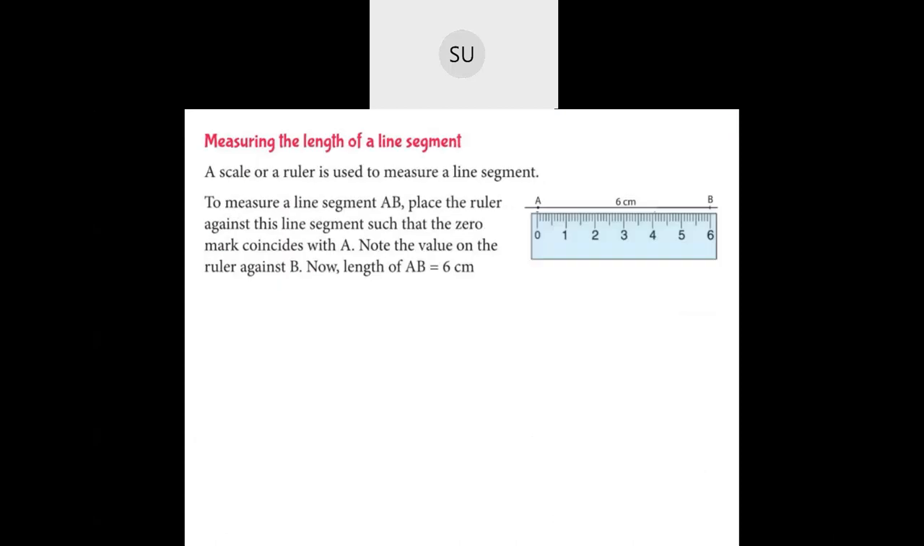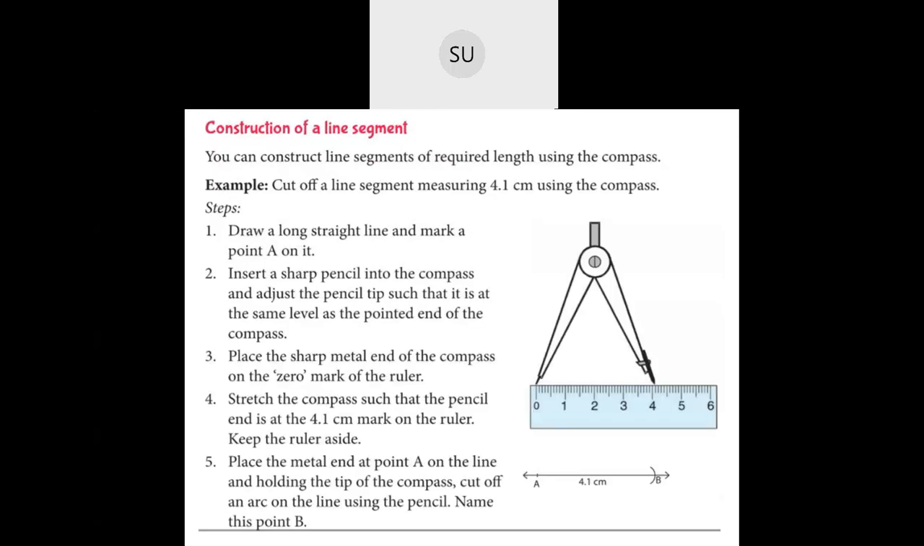Okay, then we saw how to measure length of a line segment. To measure length of a line segment, what you'll do, you'll keep the zero of the scale on one point and at the other point whatever is the marking is, you'll note that value. So here this line is 6 centimeters long, correct?